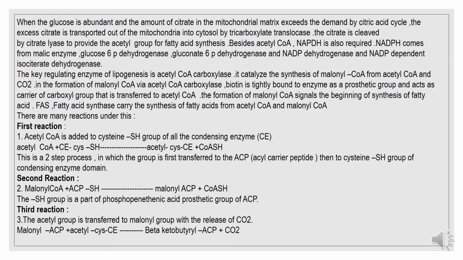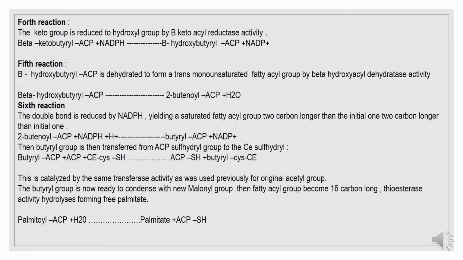The second reaction is malonyl. The malonyl CoA combines with ACP-SH, and they form malonyl ACP and CoASH. The third reaction is that the acetyl group is transferred to the malonyl group with the release of carbon dioxide. So here carbon dioxide is getting released. Malonyl ACP reacts with acetyl-Cys-CE and gives beta-ketobutyryl ACP.